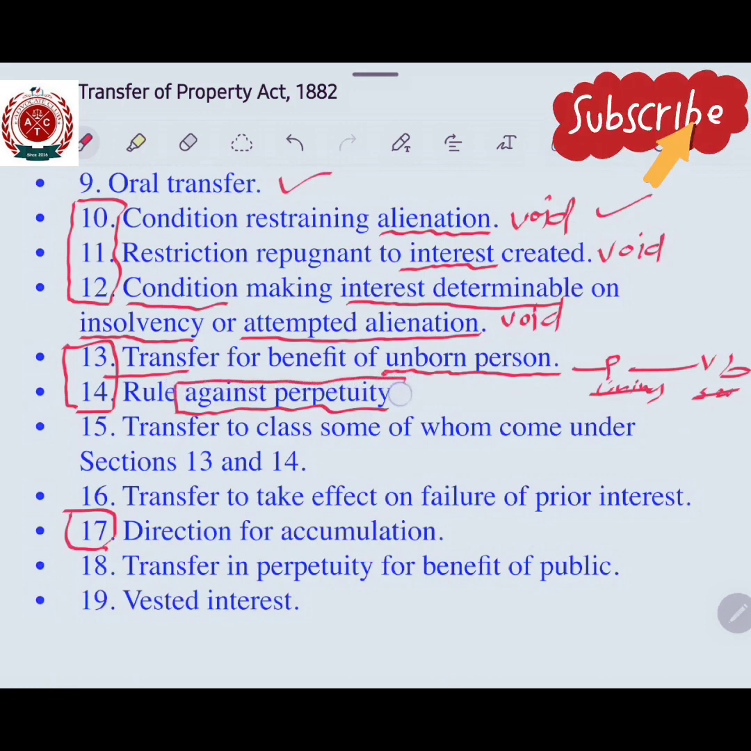Property cannot be tied up too long. Such a transfer is void if it goes beyond the lifetime of a living person. The property can be tied up for the lifetime of the living person, or until the age of majority of the unborn person, which means 18 years of age. Otherwise, you cannot tie up the property so long, as it is against perpetuity. The exception to section 14 is section 18: trust. Trust is an exception to section 14.